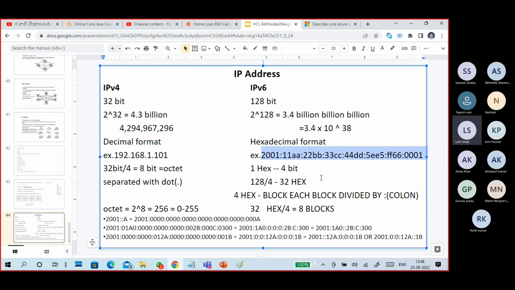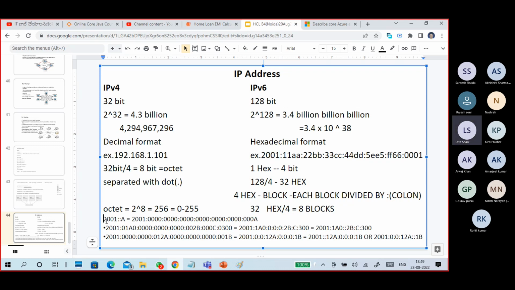It looks like this, for example. Each hexadecimal digit is 4 bits in binary. And how many binary bits are there? 128 binary bits. So 128 by 4, 32 hexadecimal digits are there in a single IP address. The combination of 4 hexa digits is treated as a block. Each block is divided by a colon. So 32 by 4 means 8 blocks in a single IPv6 address.